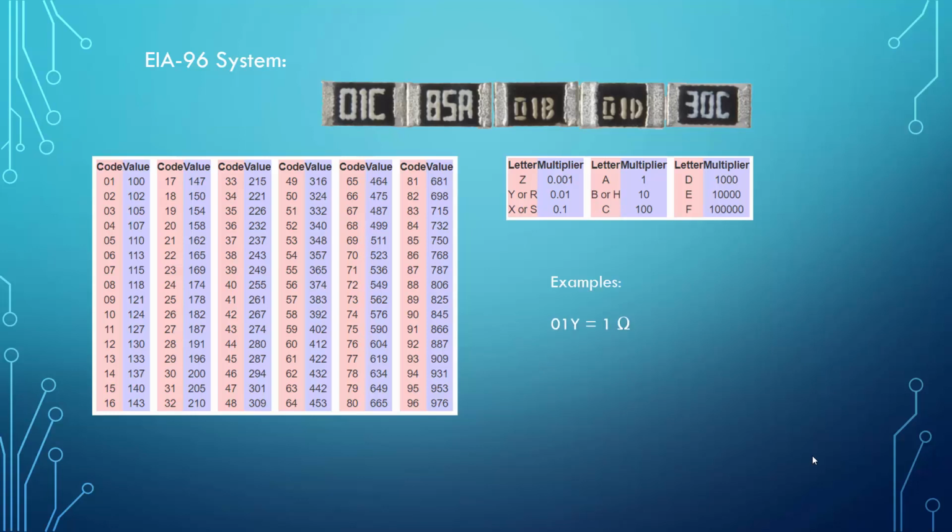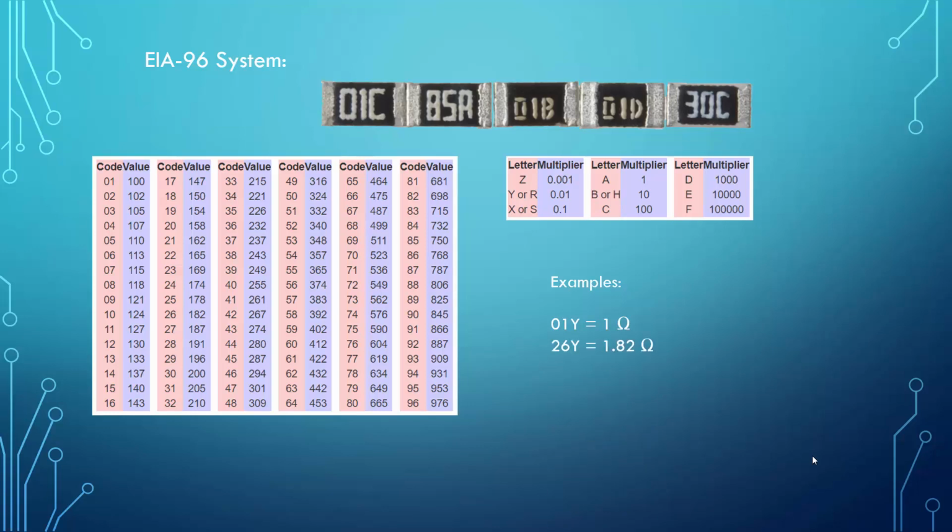For example, 01Y will be equal to 1 ohm. 01 from the lookup table is equal to 100, and Y, which is the multiplier from the letter multiplier lookup table, is equal to 0.01. So 01Y will be equal to 100 times 0.01, which is equal to 1 ohm.